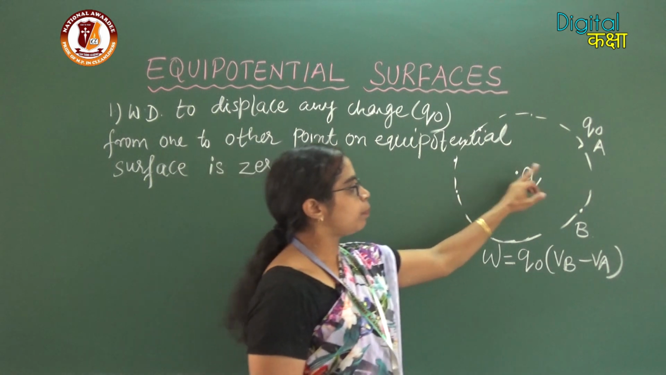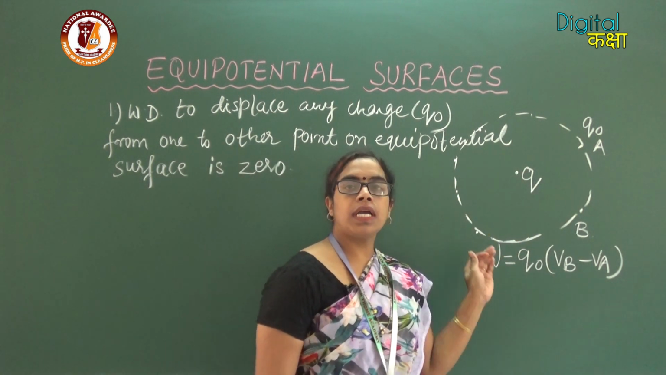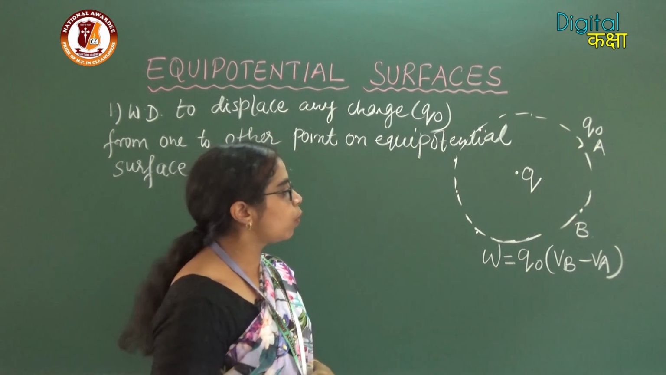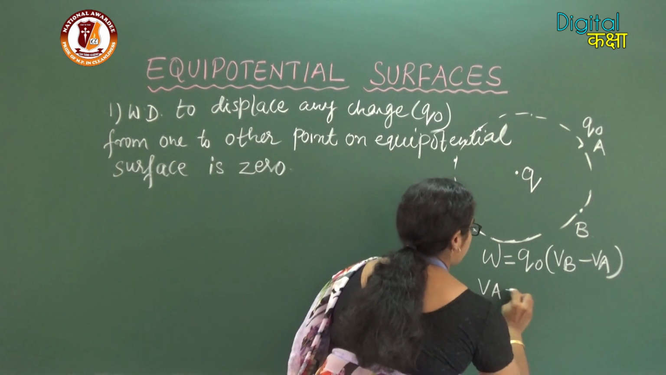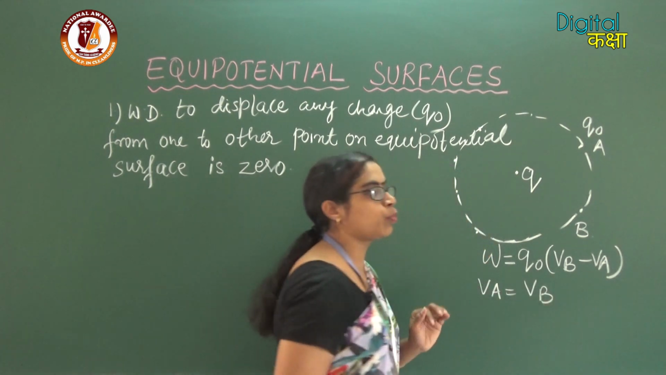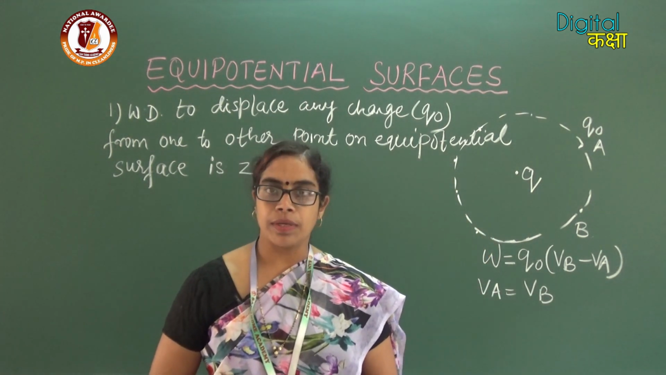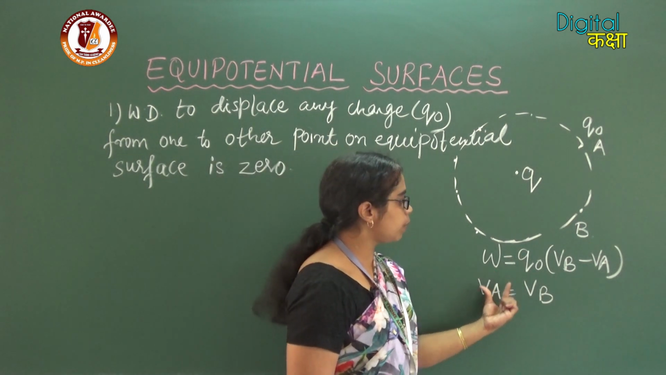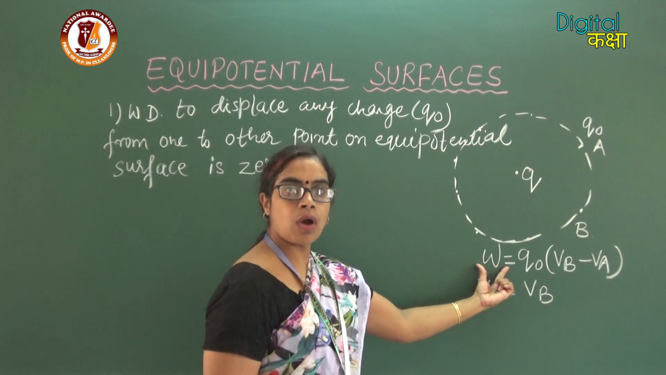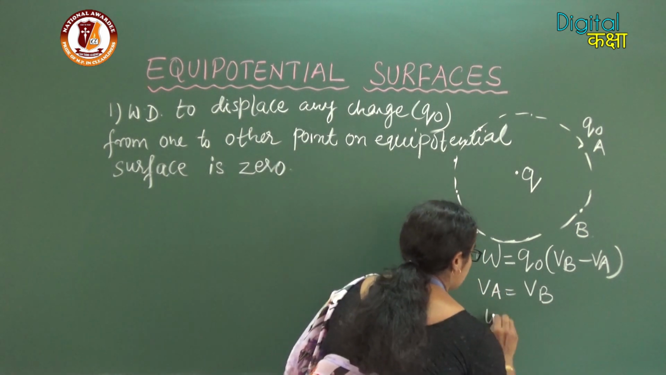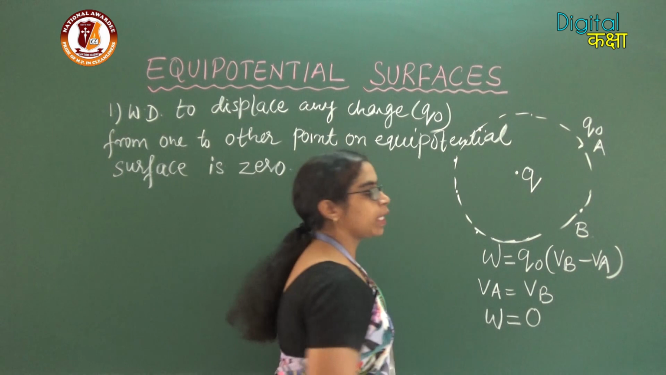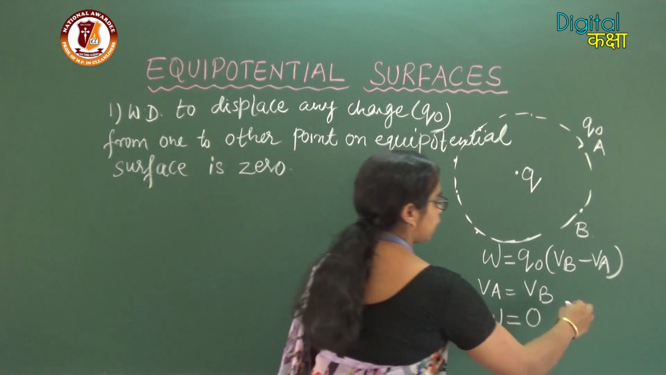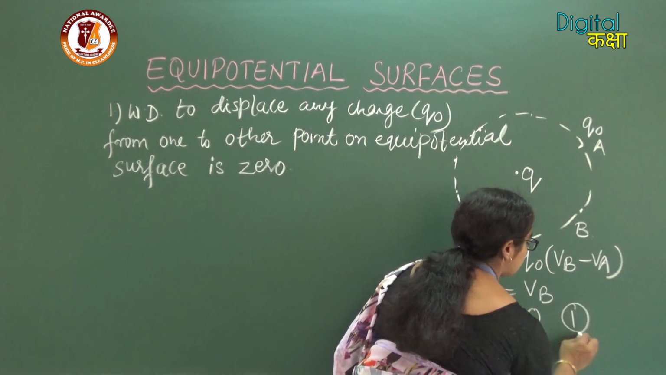Since A and B are the points which are taken on the equipotential surface, we know that the value of the potential at both of these 2 points is equal. So when VA is equal to VB, and it is substituted in this formula of the work done, certainly the value of work done will be obtained as 0. Let us take it to be equation number 1.